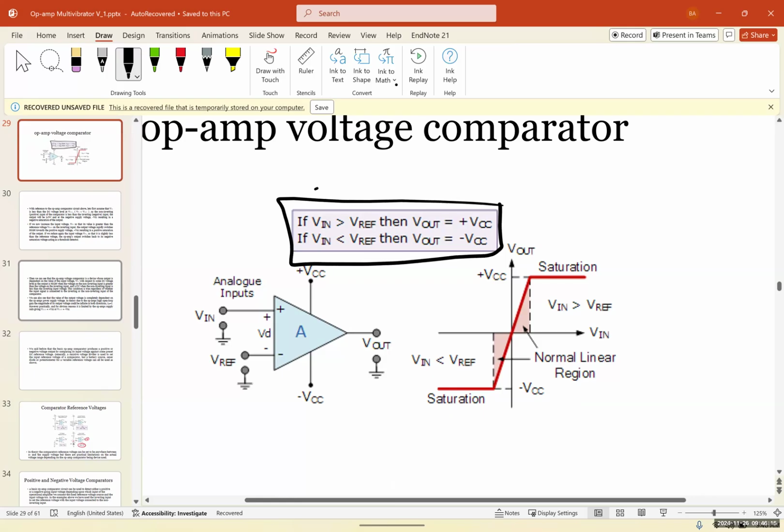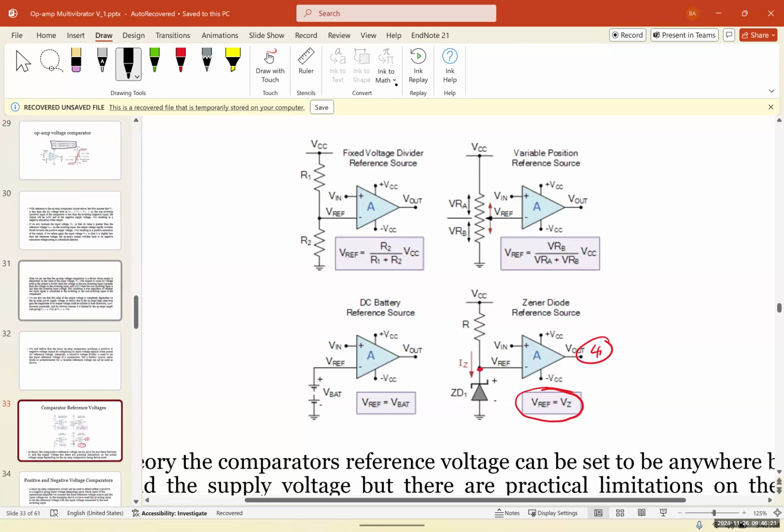How can we use it? One application for this is, for example, if I connect Vn to a photoresistor, I'm able to turn on and off a light and create a dusk to dawn automatic light system.